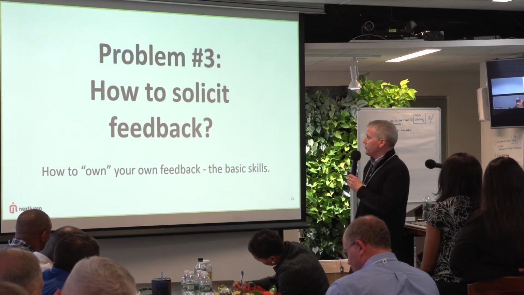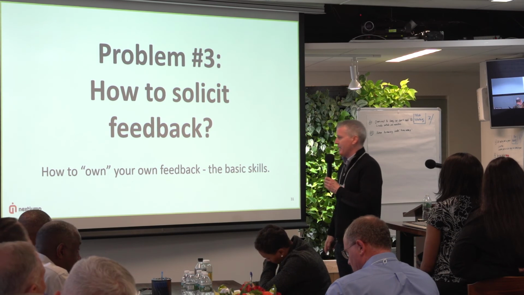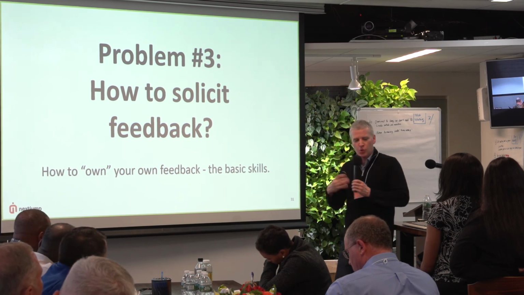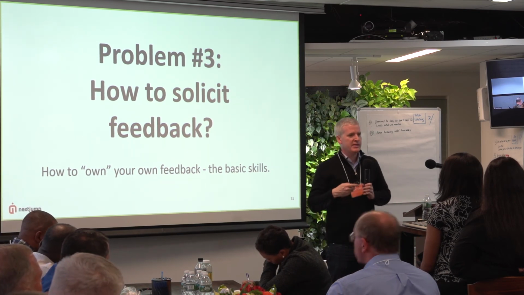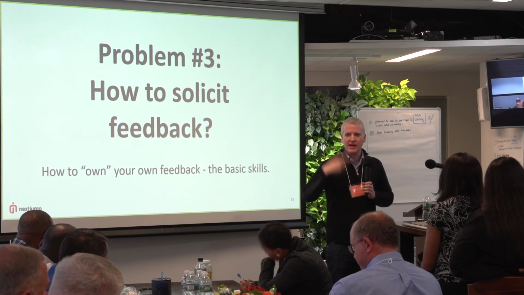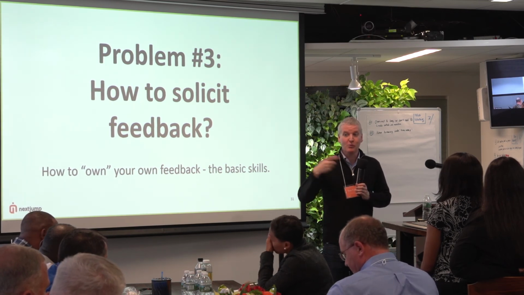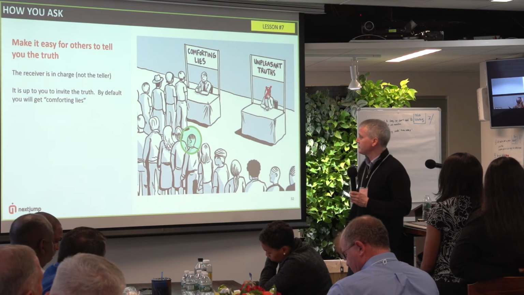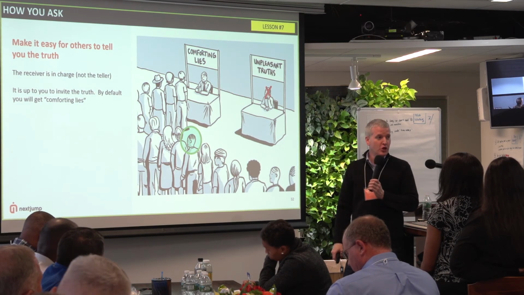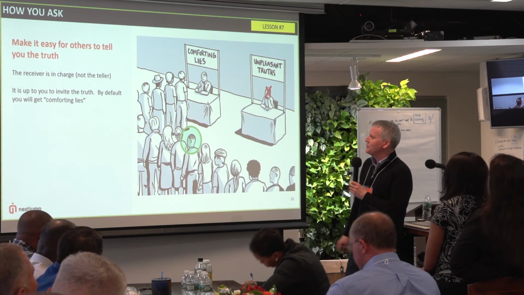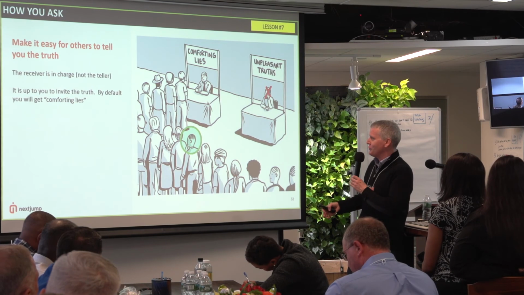Then problem set number 3, how to solicit feedback. It's like how to own it. It's a tool. And it's a learned skill to be able to get other people to tell you the truth and feel more comfortable doing that. We use this cartoon a lot, as you know. So make it easier for other people to tell you the truth.